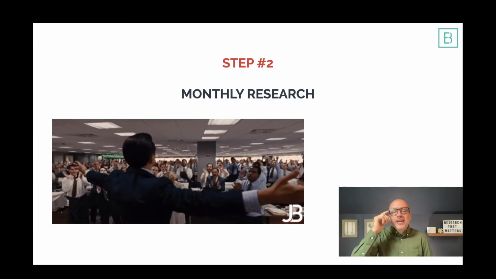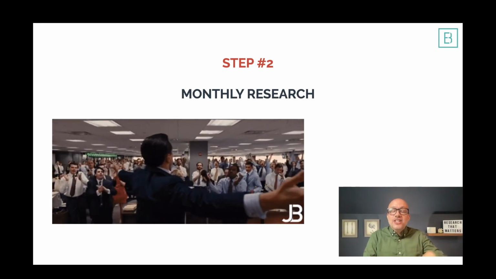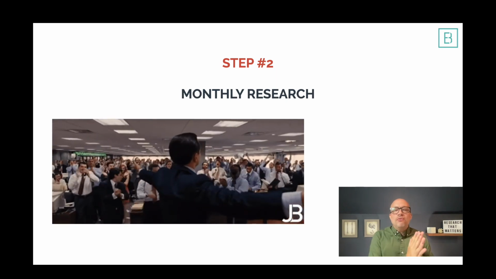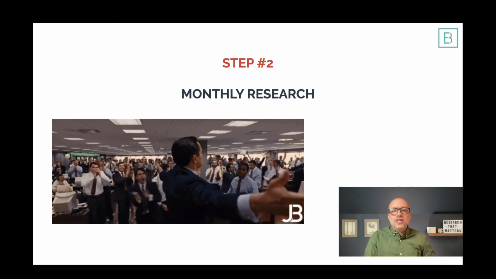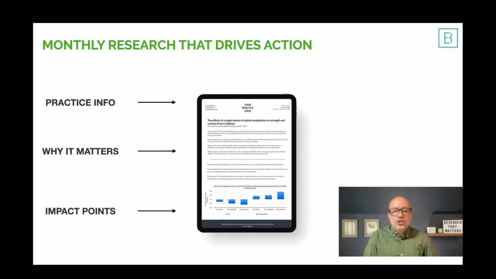Step number 2 is all around monthly research. This is your marketing. Monthly research is designed to fill in the gaps between case notes. When you send monthly research, you are able to stay top of mind, you're able to relationship build, and you're able to really keep your name in a professional way in front of these other healthcare providers in your community.